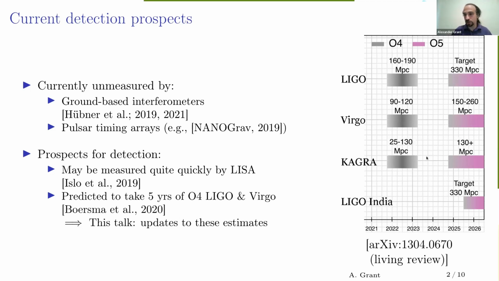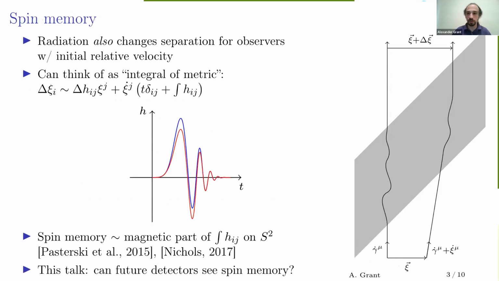The second part is, I mentioned gravitational wave memory effects. That's because there's more than one. So another one is the so-called spin memory. The idea here is that if you have two observers with some initial relative velocity, in addition to their separation, the radiation will cause a change in their position that is related to not just a change in the metric, but also some time integral of the metric. And if you look at this time integral of the metric on the sphere, and do an electromagnetic decomposition in terms of spherical harmonics, the spin memory is the magnetic part of this, which is the dominant piece. And this talk will also address the question of, can future detectors see spin memory, which ends up being a much smaller effect.